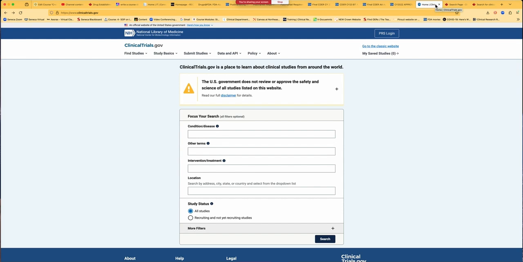Any company looking into testing their product, it may be a new product or an existing product tested on a new indication, on a new population, or on a new formulation, for example, tablets, but now we have a liquid or injectable formulation, will need to register their clinical trials in clinicaltrials.gov.